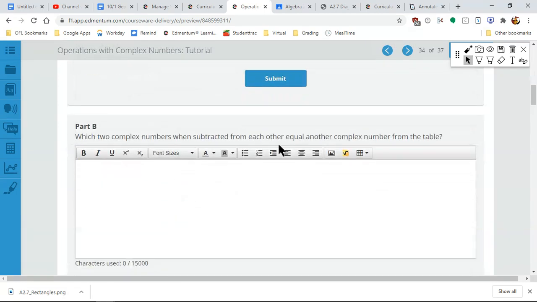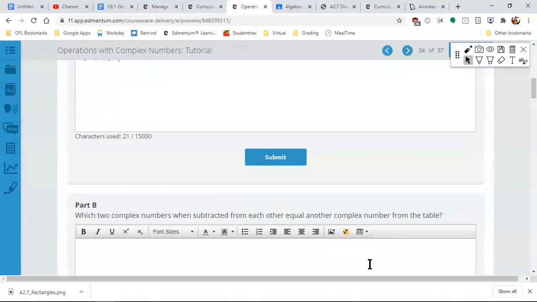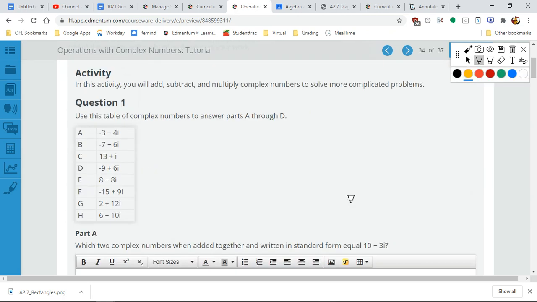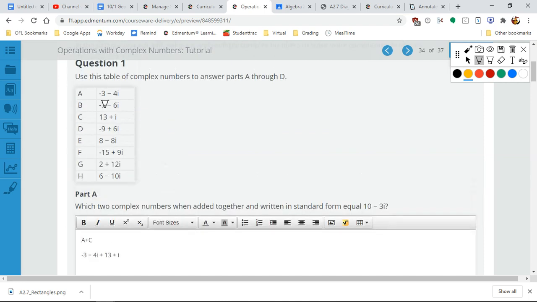All right, and then the next one says when we subtract from each other, another complex number from the table. Okay, so we want another number from the table. So in other words, they want something like, and this isn't true, I'm just making this up, if I do like A minus B equals C or something like that. So when I'm doing these, if I combine these negatives together, well, that won't work because that's going to give me a positive.